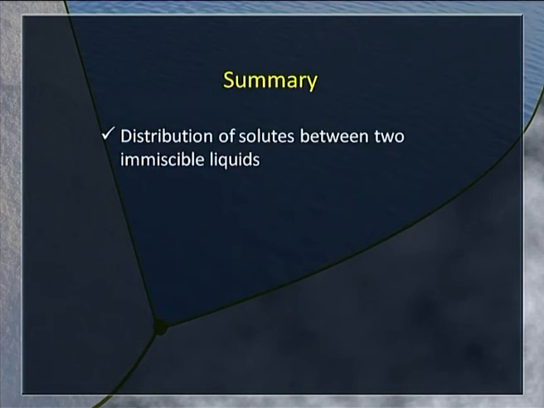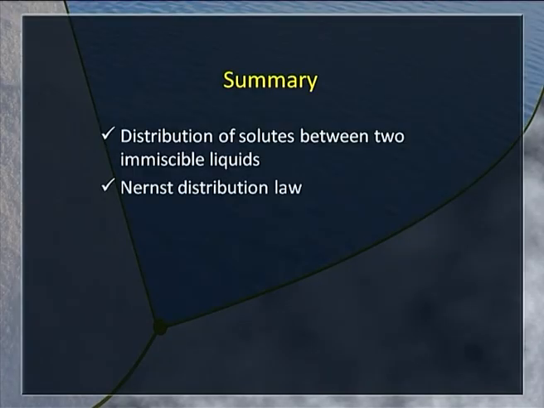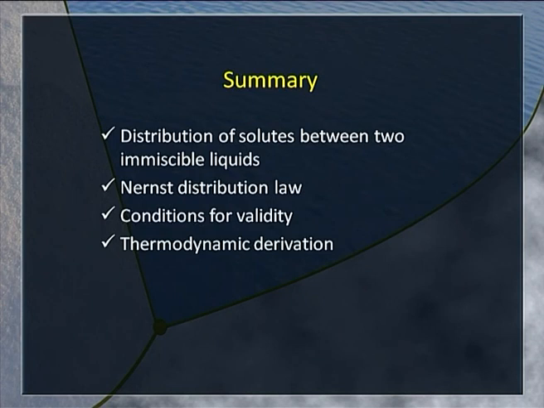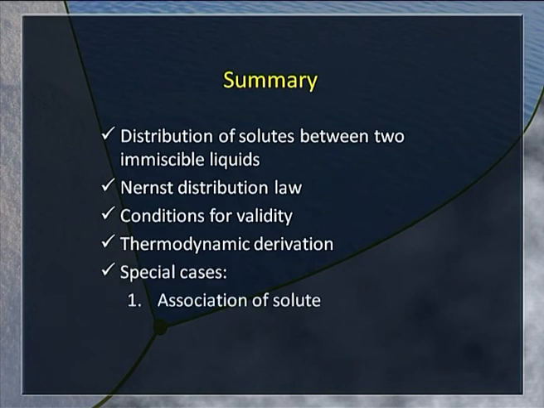Let me summarize what we have seen today. We started with how a solute behaves when distributed between two immiscible liquids. The initial experiments carried out by Berthelot, and then how Nernst's experiment showed that the validity of the law depends on the behavior of the solute in the two liquids. That means the conditions of validity have to be met for the successful application of Nernst's distribution law to any system. Then we looked at the thermodynamic derivation of Nernst's distribution law. There are special cases. Two of the special cases we have seen: association of the solute in one of the phases and dissociation of the solute in one of the phases.